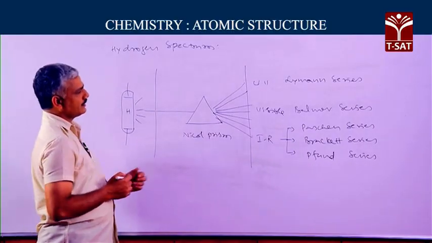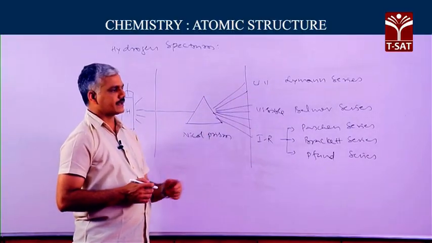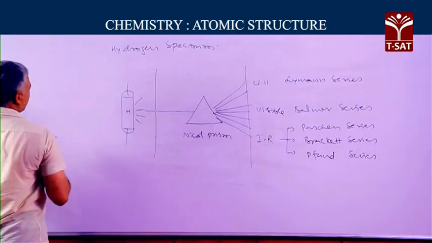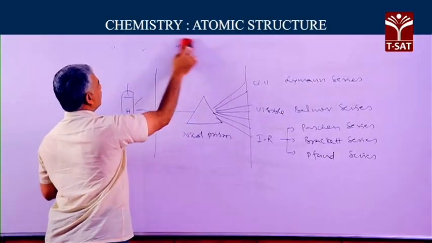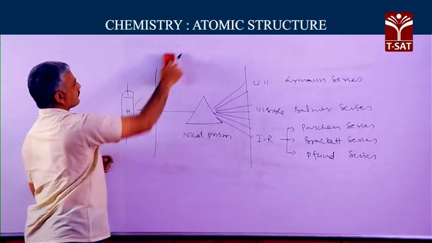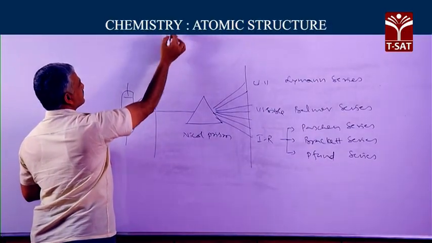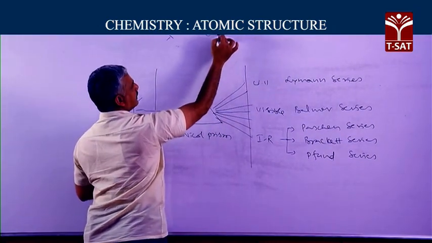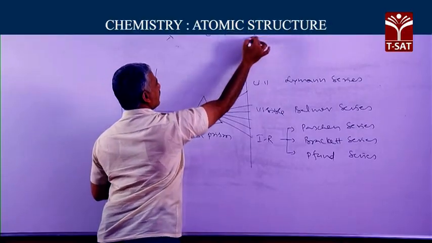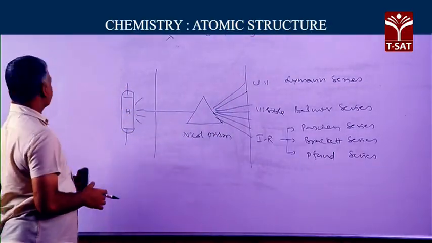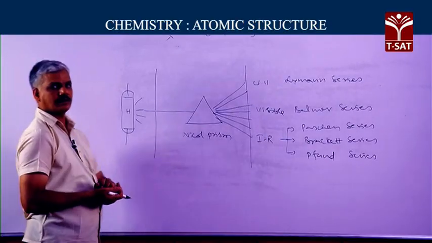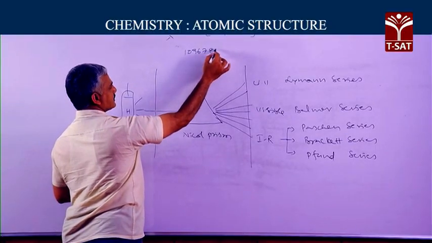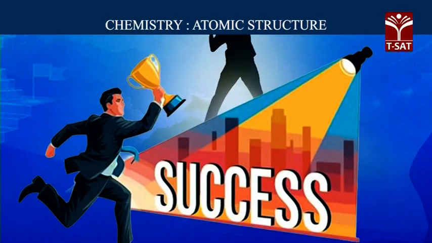In order to calculate the wavelengths of various spectral lines observed in the series, Rydberg gave an equation called Rydberg's equation. Mu bar is equal to 1 by lambda, that is equal to RH into (1 by n1 square minus 1 by n2 square). RH is called Rydberg's constant, which is applicable for only hydrogen. Its value is taken as 109,678 centimeter inverse.